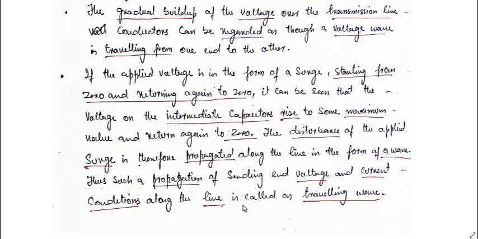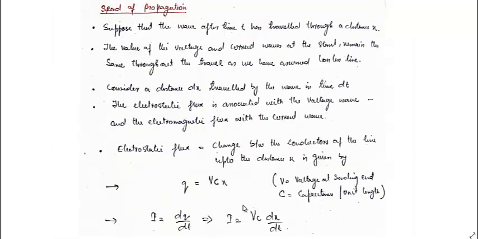So I hope you understood how the wave is traveling. It is actually because of capacitance and inductance which make the voltage or current travel like a wave. Now, speed of the propagation. We'll see what the speed of this propagation is and how it is related to different things. Suppose that the wave after time t has traveled through a distance of x. The value of the voltage and current waves at the starting remains the same throughout the travel, as we have assumed the lossless line. We have assumed it just before.